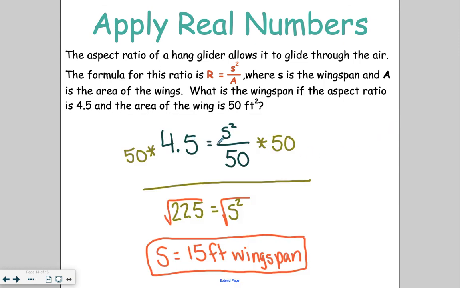So we plug in what we know. We plug in for that area and our aspect ratio. So we've got 4.5 equals s squared over 50, multiplying both sides by 50, and then taking the square root, you get a wingspan of 15 feet.